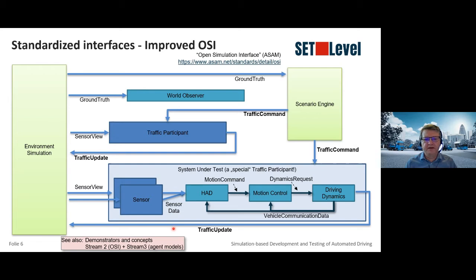Where we can define interfaces, especially for two parts of the simulation. One is what we call the traffic agent or the traffic participant. This can be either the ego vehicle itself, or it can be any traffic participant on the road or on the sideway or whatever else. There we did some extensions, and this is also described in stream 3 of the demonstrators and concepts. And the second part where we worked hard was on the sensor side, of course, because this is the most complex thing in simulation here.